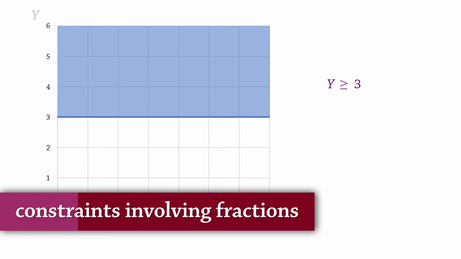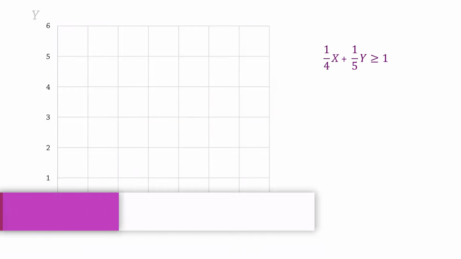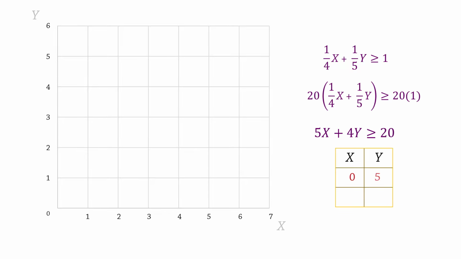Sometimes our constraints involve fractions. Consider these constraints here having fractions with denominators 4 and 5. A good way to start is to clear the fractions. This can be done by multiplying both sides of the inequality by a common multiple, like 20. And that gives 5x plus 4y greater or equal to 20, which, as we saw earlier, is satisfied above the line here.